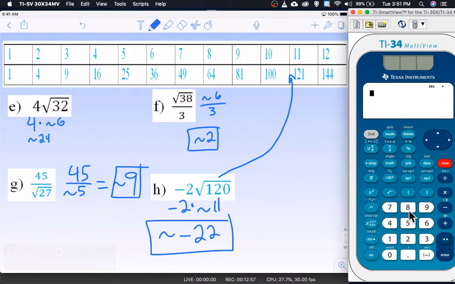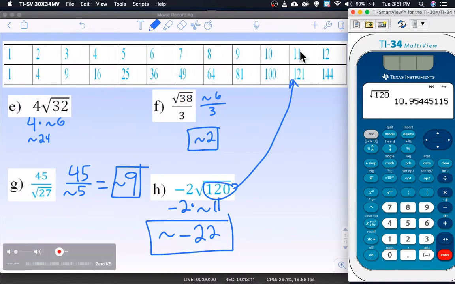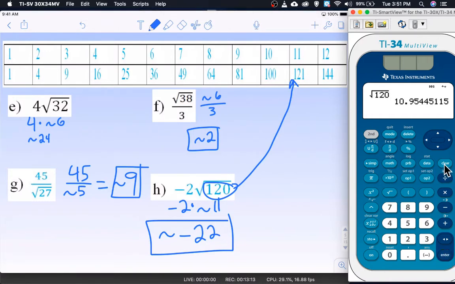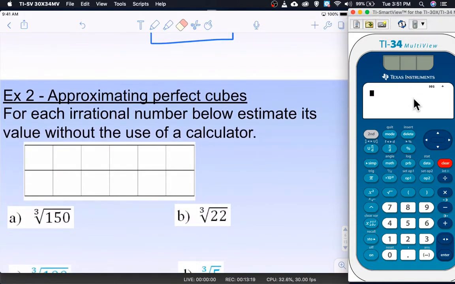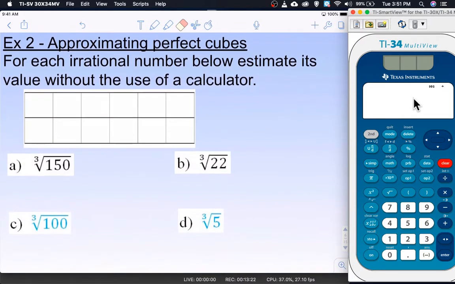Okay, so you're looking at your chart and you're figuring out which perfect square this is closest to. It was closest to that perfect square. So if I took the square root of 120, I'm going to get really darn close to 11. So that was perfect squares.